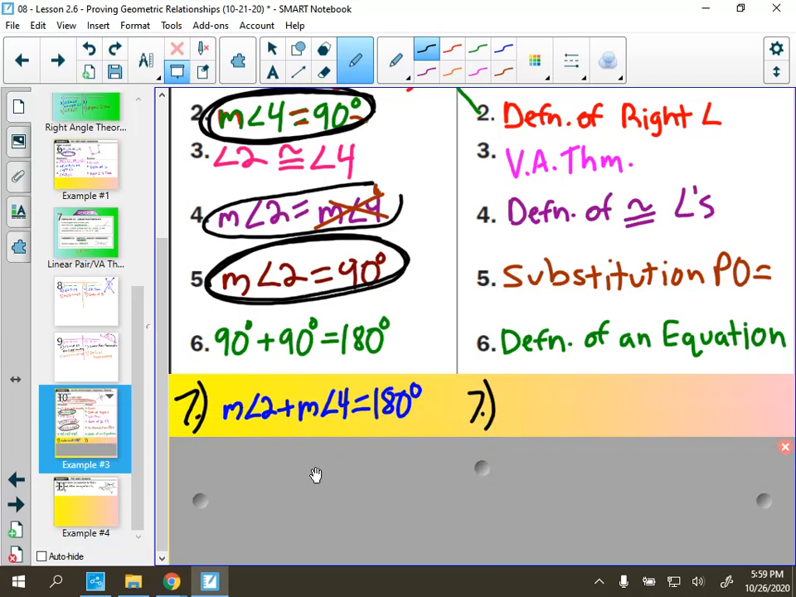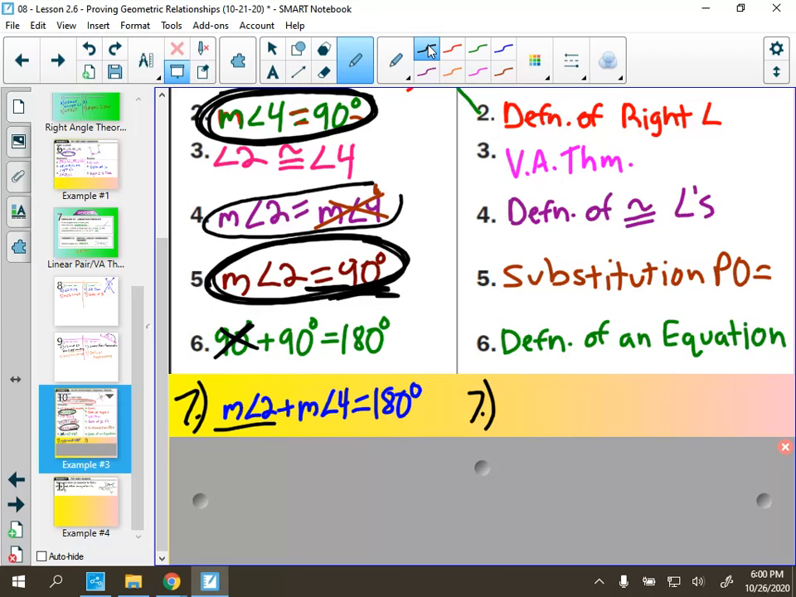I said, all right, these two that I've got circled, highlighted in black, those are my big statements. Those are our useful ones. So I'm going to say, you know what? I'm going to replace that 90 right there with something that it's equal to. I know 90 and the measure of angle 2 are the same, so I replace that 90 with the measure of angle 2.